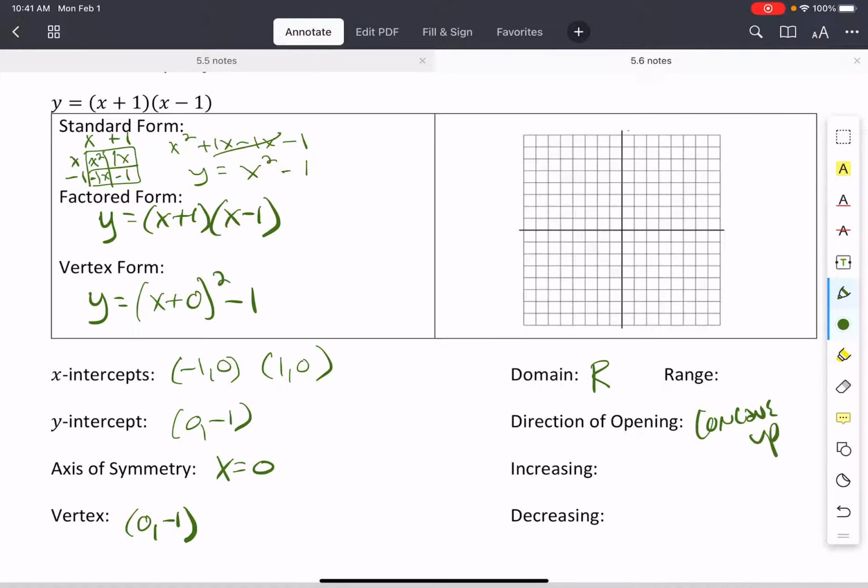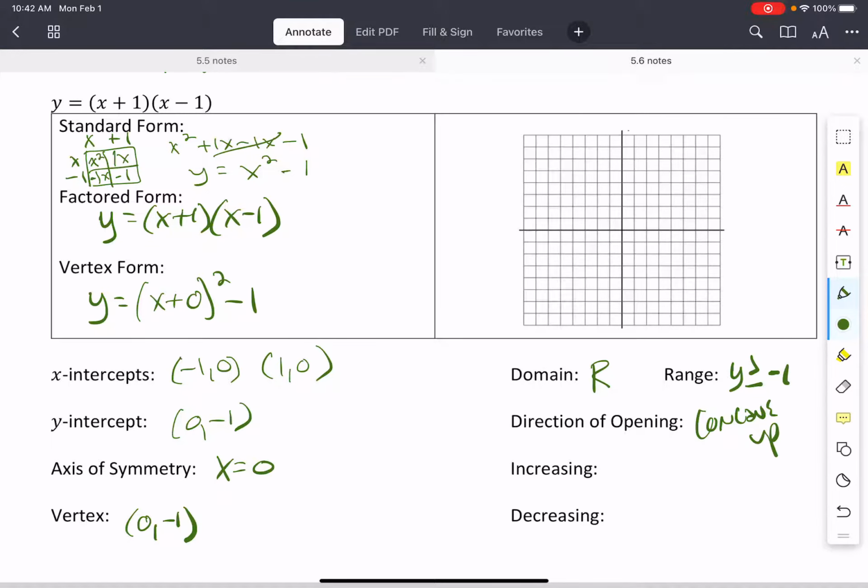Okay, last time we talked about if the graph is concave up, does that mean my range is going to use the greater than or the less than? If my graph is concave up, does my range use the greater than or the less than? Greater than, good. So y is greater than or equal to negative 1, the y of my vertex.